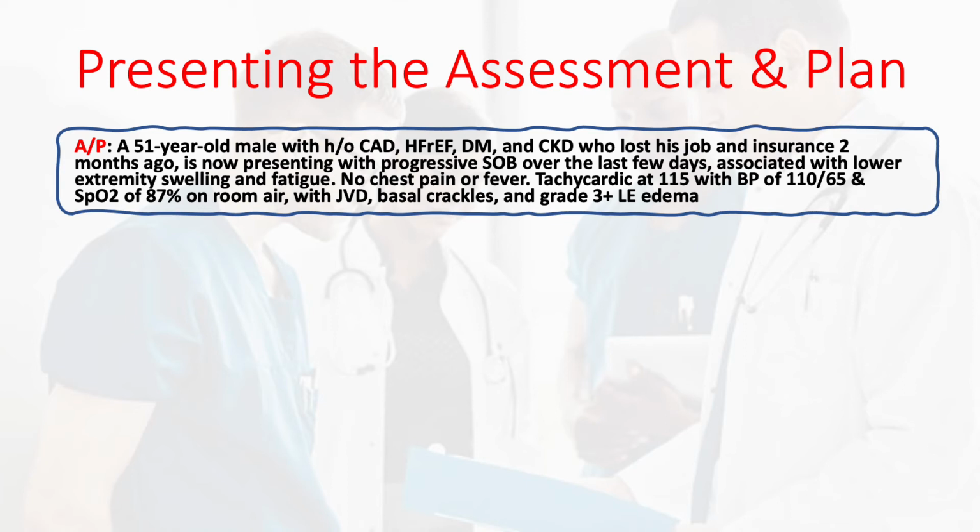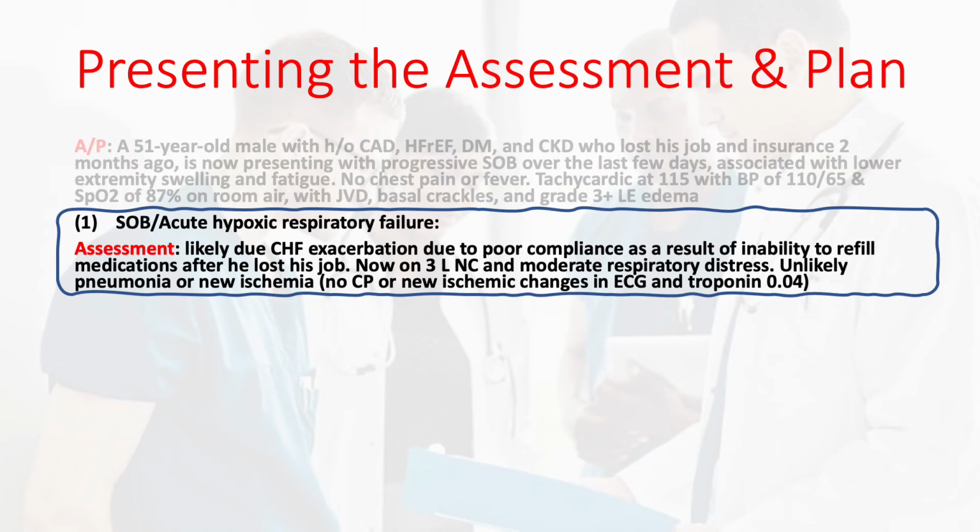And he also had a JVD and basal crackles and grade 3 lower extremity edema on examination. So this kind of summarizes the case, and it's clearly what you want to tell the attending or the audience, right? You're clearly directing them towards what you're thinking, which should be the next step. So you start to mention the problems one by one, of course, starting with the most important one.